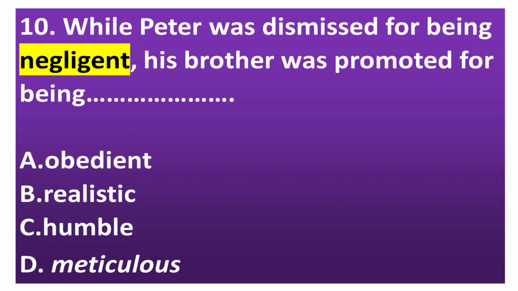Question 10. While Peter was dismissed for being negligent, his brother was promoted for being dash. A. His brother was promoted for being obedient. B. His brother was promoted for being realistic. C. His brother was promoted for being humble. D. His brother was promoted for being meticulous. The answer to this question is D. While Peter was dismissed for being negligent, his brother was promoted for being meticulous.